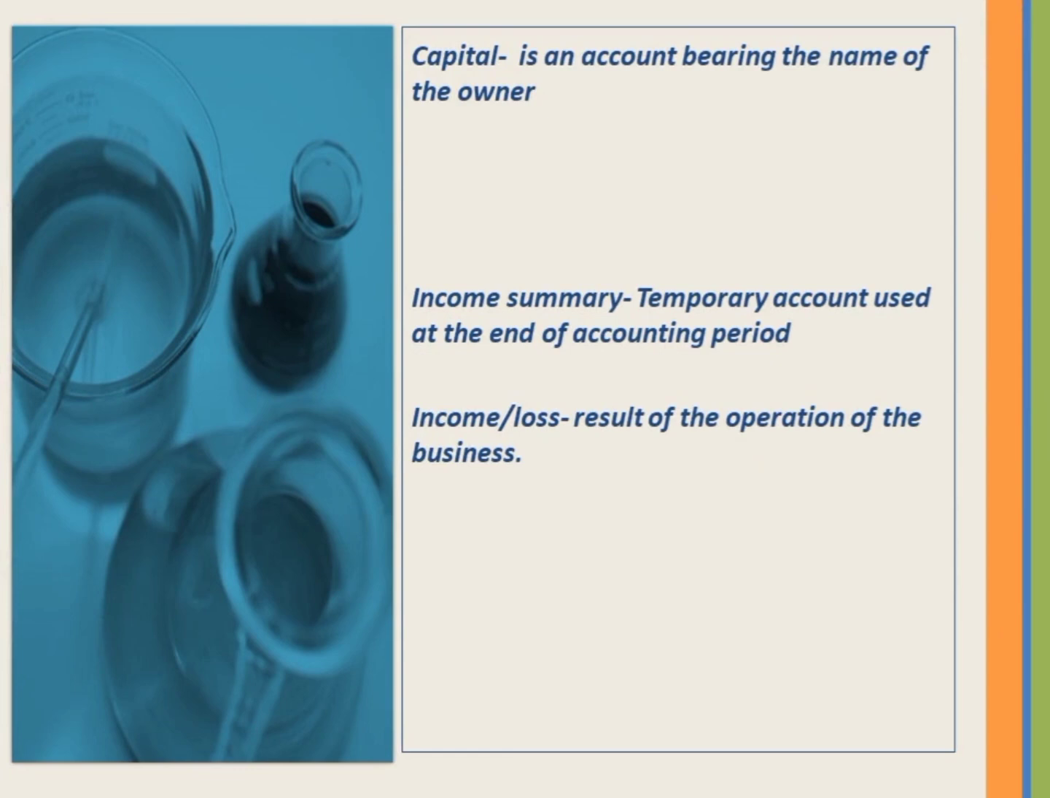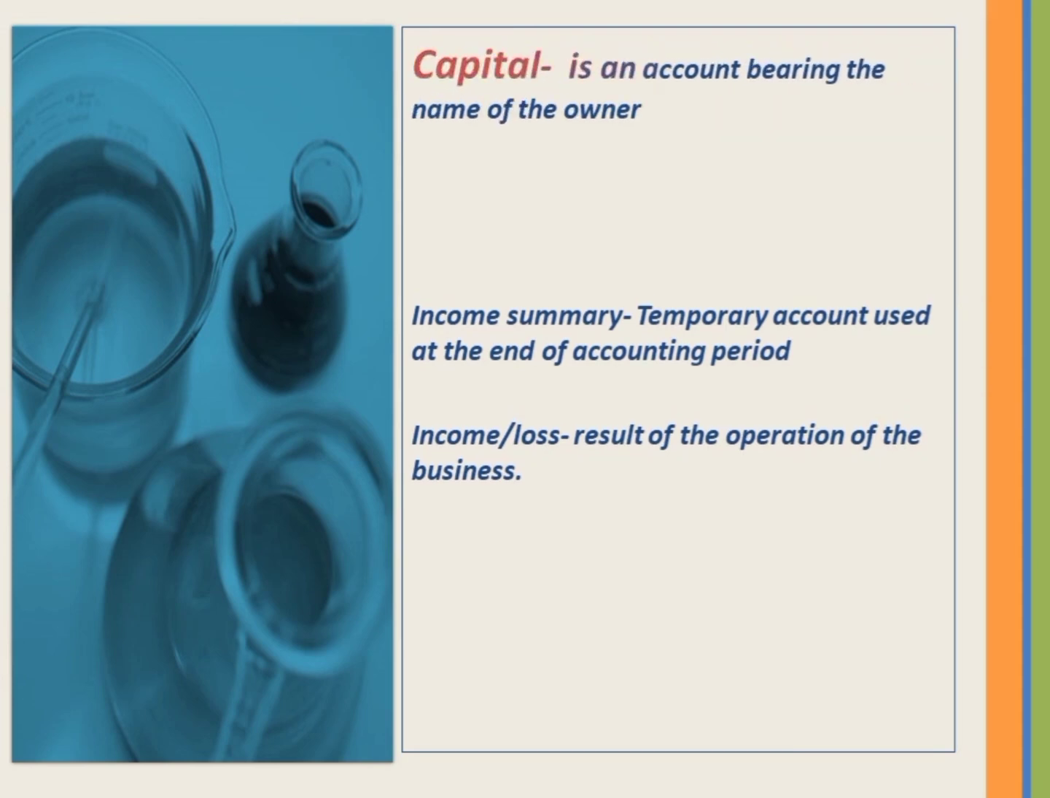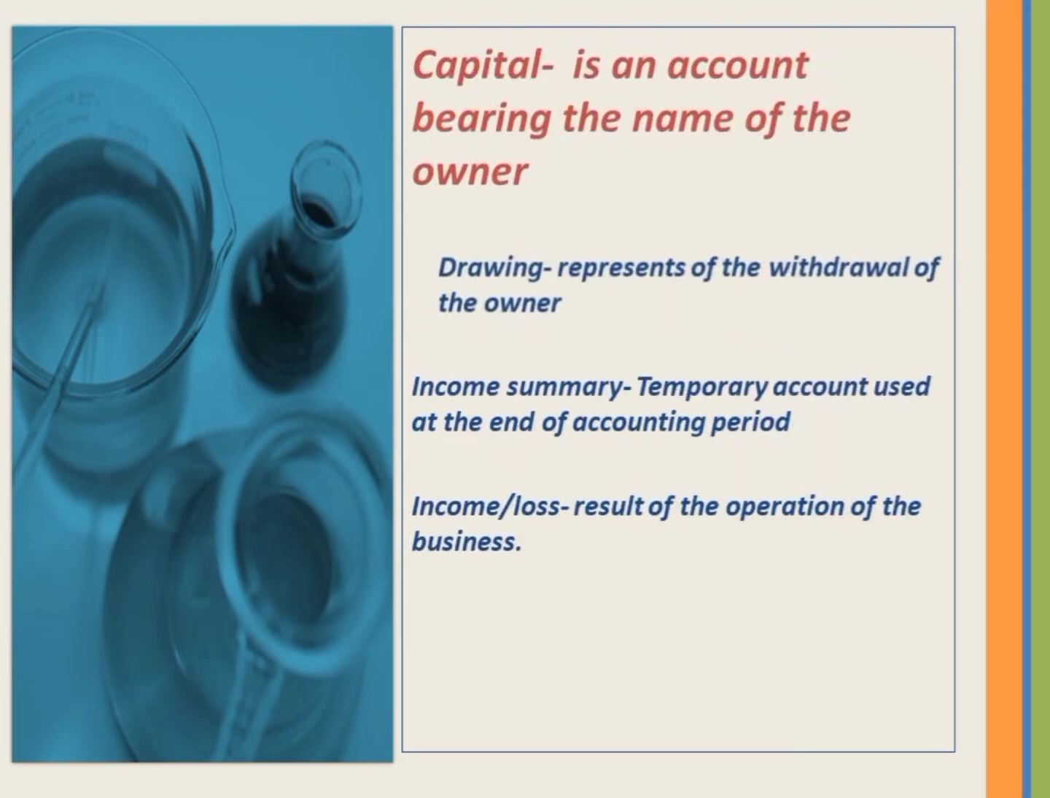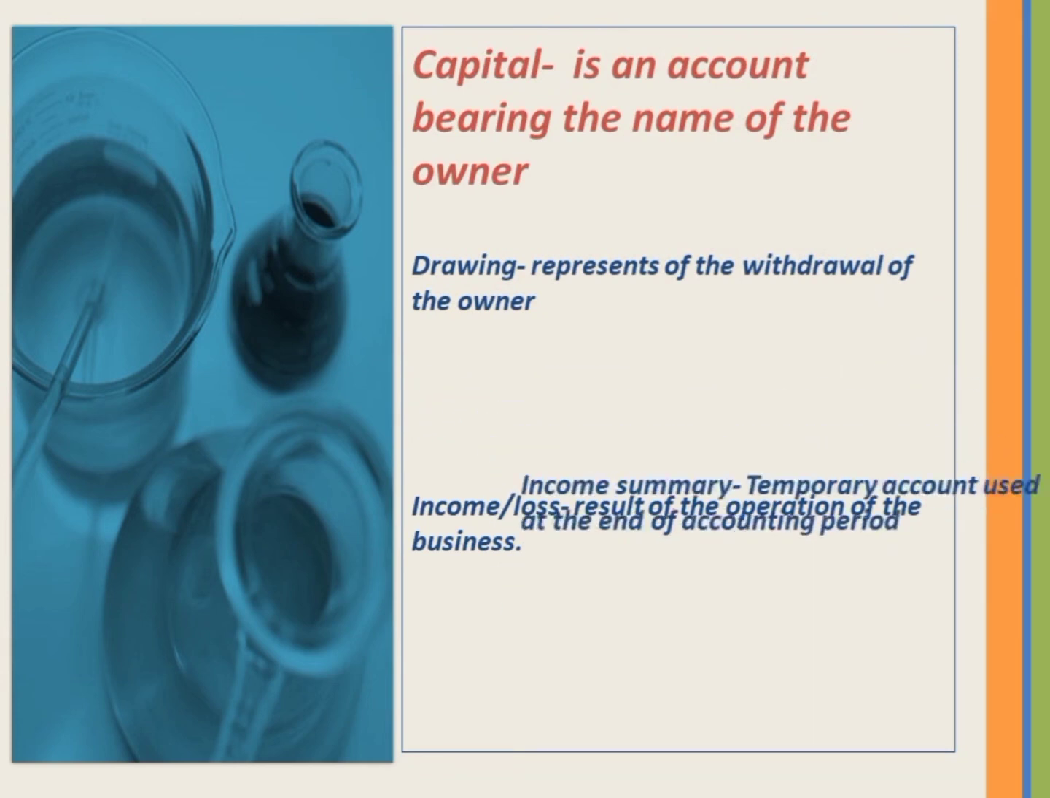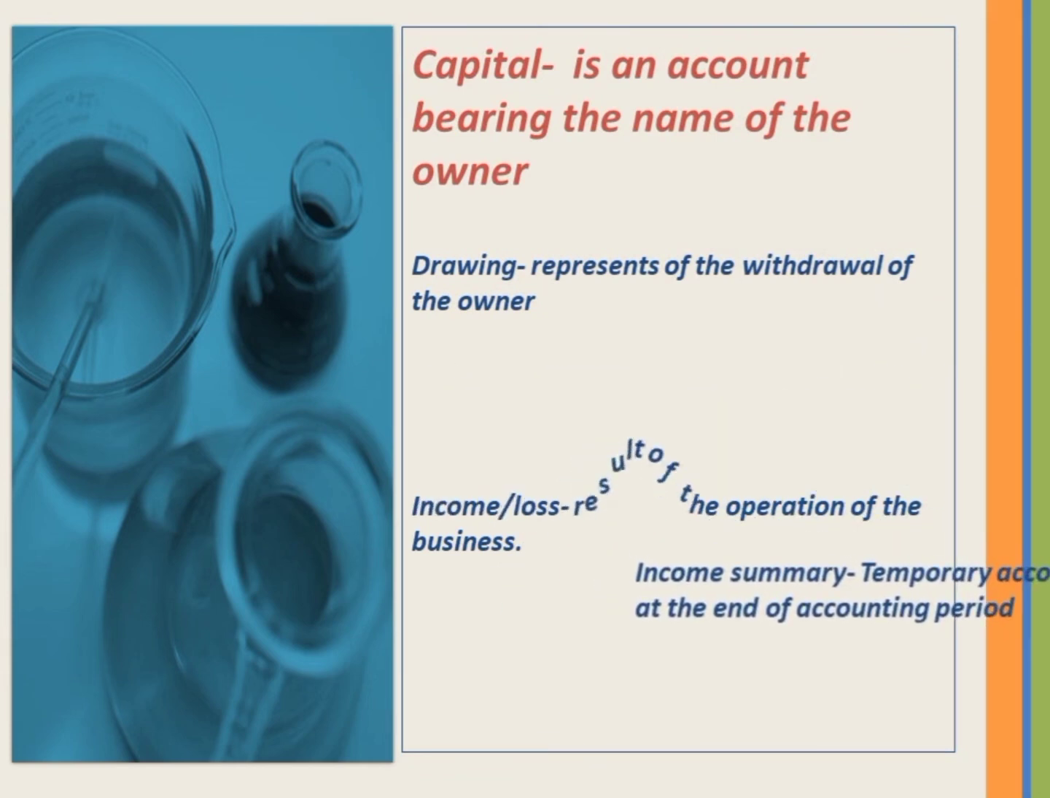For the owner's equity accounts, we have capital, drawing, income summary, and income or loss for the period. Capital is an account bearing the name of the owner. Here we record the initial investment or the total investment of the year. For drawing, these are the personal withdrawals of the owner for personal use. So we write it under the drawing or withdrawal account. But the proper account title to be used is drawing.